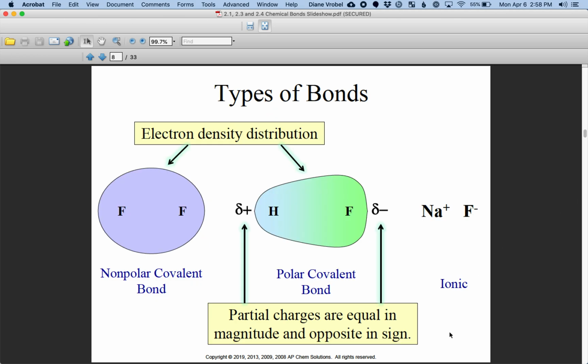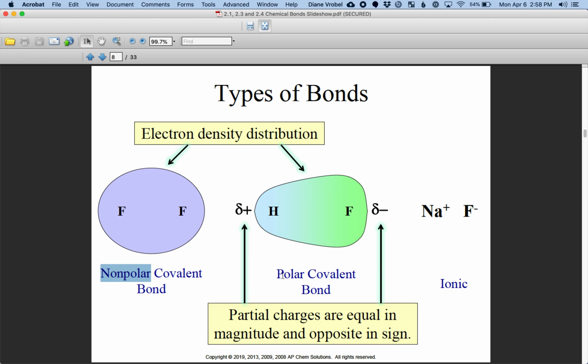Okay, so here are three examples of different kinds of bonds. The first one on the left here is nonpolar. Typically when you're looking at two nonmetals and they have the same electronegativity difference, of course they're going to be nonpolar. So if you see an atom bonded with itself, I would automatically assume it is a nonpolar compound.